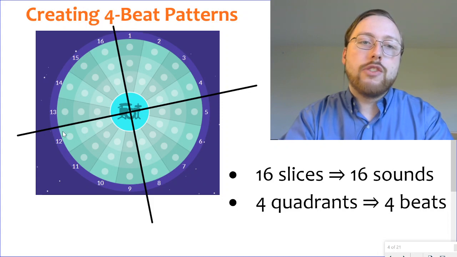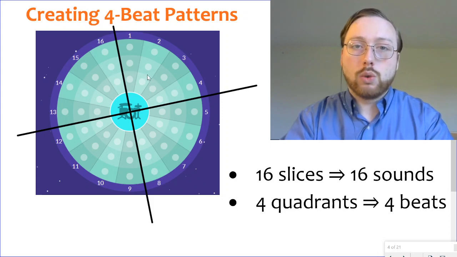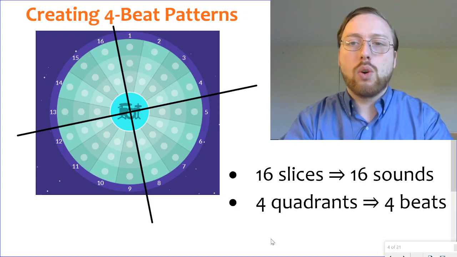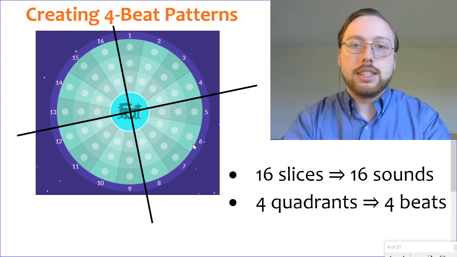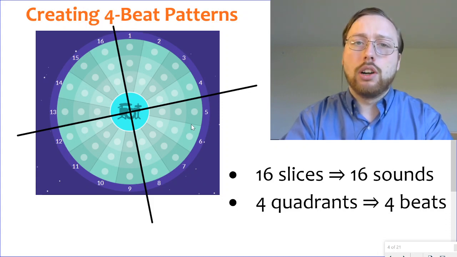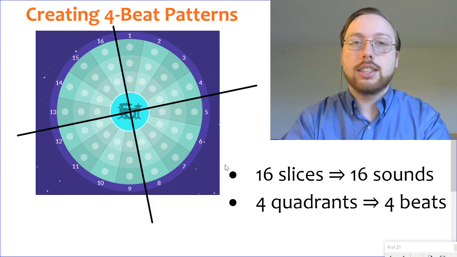I've also put lines here to divide it into 4 quadrants. So this is the first quadrant, second, third, and fourth. So the first quarter, second quarter, third quarter, fourth quarter. We're going to think about those quadrants as 4 separate beats. So this is the first beat, this is the second beat, the third beat, and the fourth beat. Notice how they're all the same size. They all have 4 slices. 1, 2, 3, 4. 1, 2, 3, 4. So they're evenly spaced. They're all the same size.